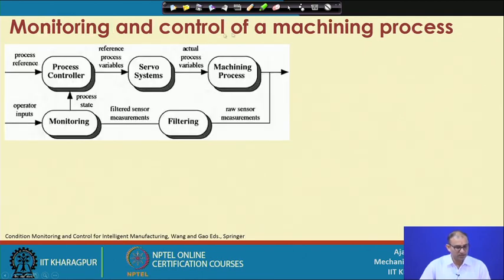So, how do you monitor and control the machining process? Now, what is the first thing? The process controller plays an important role, where you have to put the process references. Process references means your tolerance level, and the different types of properties required on the machined part, that is how many components are required. Those things are fed to the controller, and once the controller gets all this information, then the reference process variables are available. These reference process variables are mostly the servo command.